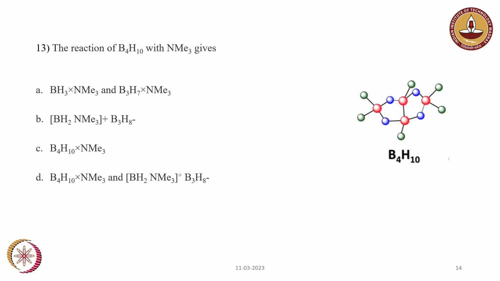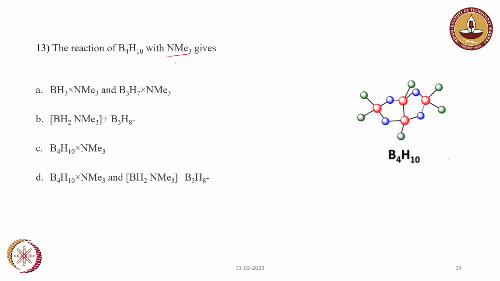So the structure for B4H10 is given here. So these red dots are for boron, and these blue ones are bridged hydrogen, and green are terminal hydrogens. So there are 6 terminal hydrogen, 4 bridging hydrogen in B4H10. So we are given a soft and bulky Lewis base. NMe3 is a soft and bulky Lewis base.